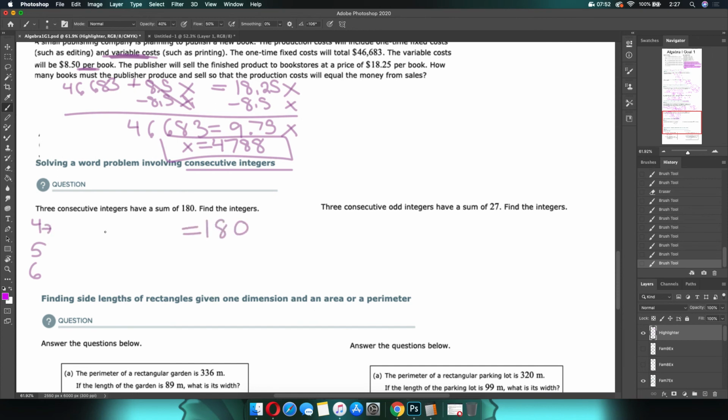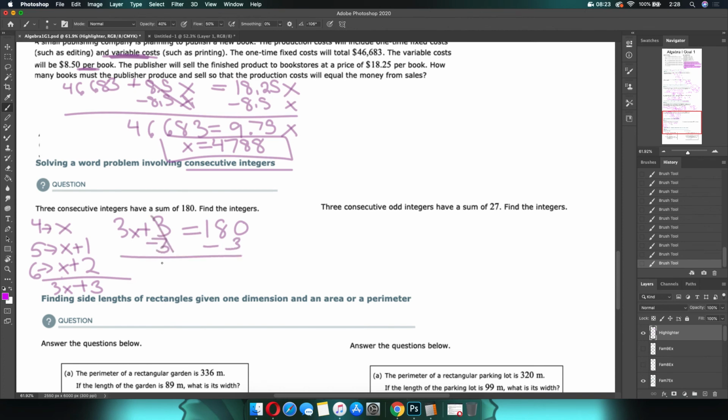If I change that to an x, what's this in reference to this? That is 1 away from the x. What would this be? That is 2 away from the x. Then, if I add this all up, 1, 2, 3x plus 1 plus 2 is 3. And then suddenly I have an equation, 3x plus 3 equals 180. That's the setup. So you're looking at your plus 1s and your plus 2s.